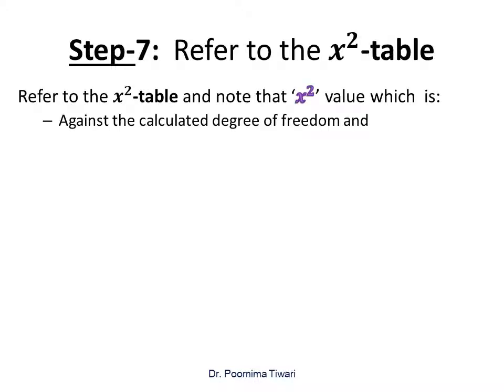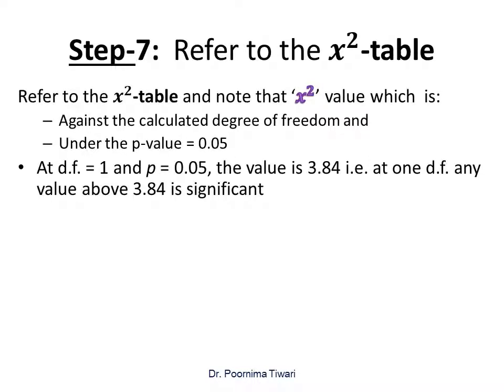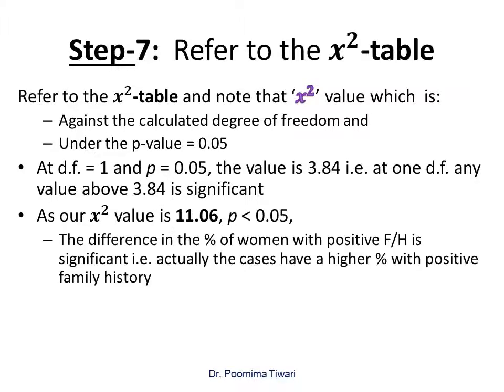In the chi-square table, we look against the calculated degree of freedom and under p-value of 0.05. We previously noted that against degree of freedom of 1 and p 0.05, the table chi-square value is only 3.84. And so any value above 3.84 with the degree of freedom 1 would be significant. Our chi-square value is 11.06, way more than 3.84, and hence the p value is less than 0.05. In fact, the value for p below 0.001 at degree of freedom 1 is also much less than our calculated value of 11.06 we noted in the previous slide.